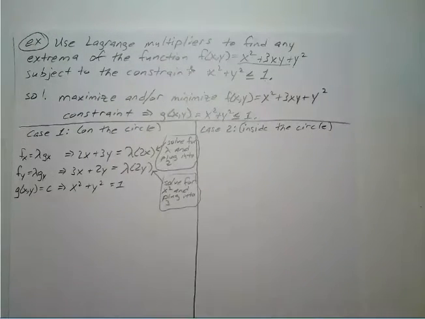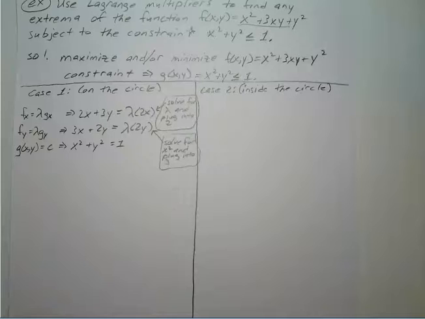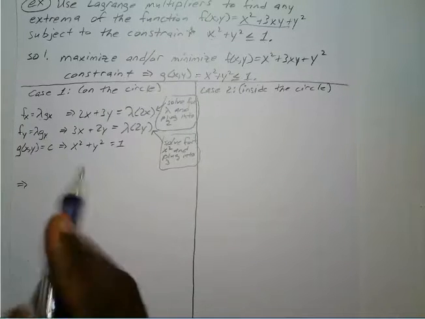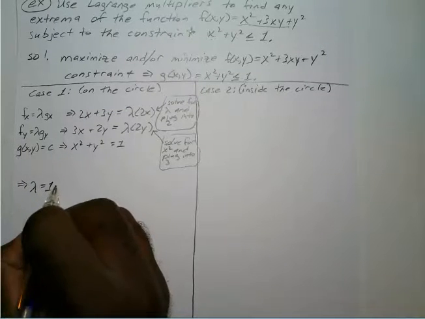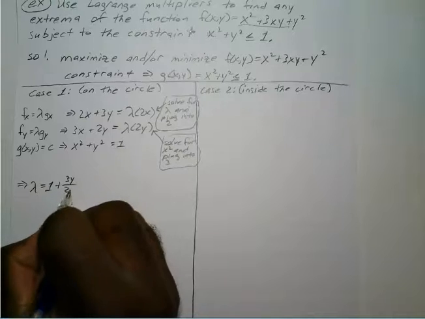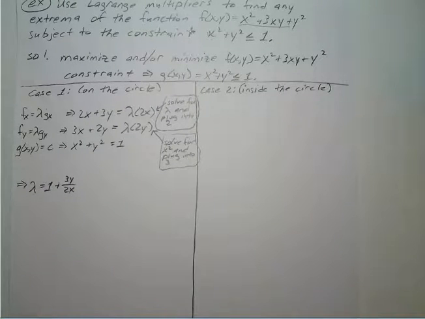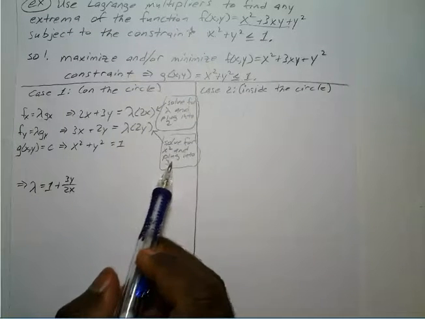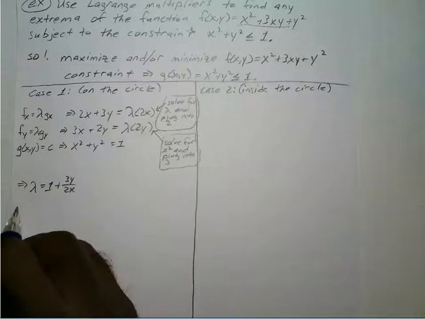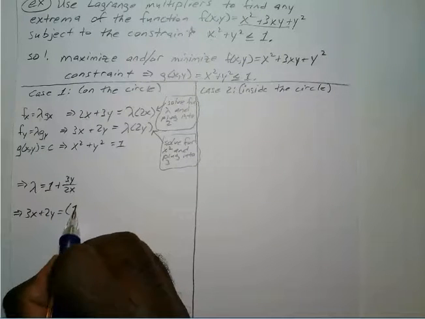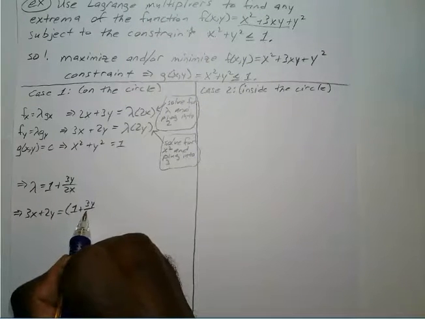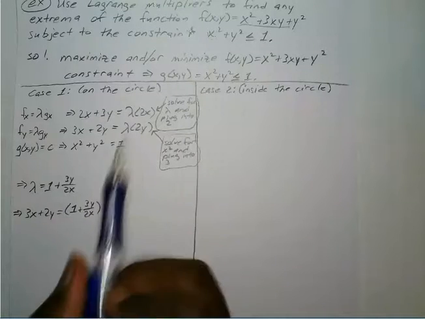You're going to solve for x squared and plug into equation 3. All right, so we're going to go ahead and do that right down here. If we divide both sides by 2x, we see that lambda is equal to (1 plus 3y) over 2x. If we plug our lambda into equation 2, we get 3x plus 2y equals (1 plus 3y) over 2x times 2y.